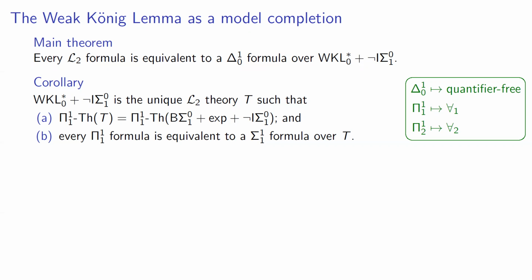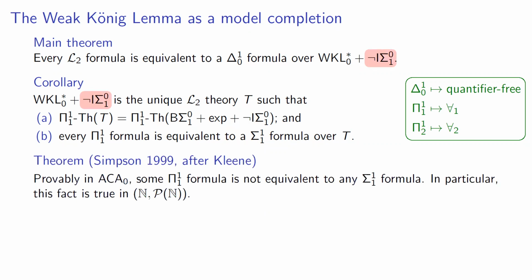In the title, I wrote model completion instead of model companion. Model completion is just a stronger form of model companion in the sense that we do not only have model completeness, but we have quantifier elimination. So model consistency plus quantifier elimination is model completion. We have something stronger in the context, but to get a unique theory satisfying two conditions, model companion is enough. And such a result is not achievable without including some negated induction axiom, because it is well known that there is a pi11 formula that is not sigma 1, 1. That's provable in ACA0. In particular, it is true in the true model of second order arithmetic. So without including something that is false in the theory, you cannot get model completeness.